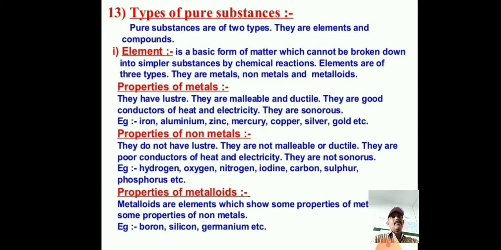Now we will discuss the properties of metals. They have luster. Metals are shining, twinkling, so we can say that they have luster. And they are malleable and ductile. Malleable means making thin wire from the metals, and ductile means making sheets. So this is the second property of metals. They are good conductors of heat and electricity.